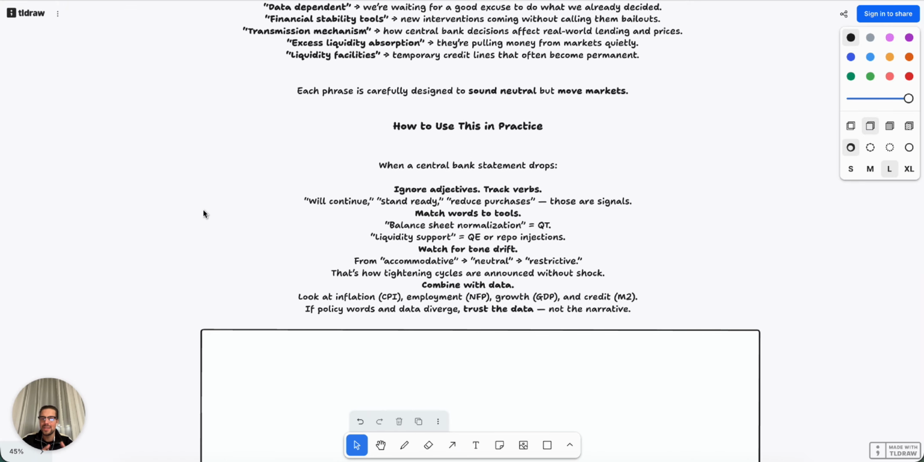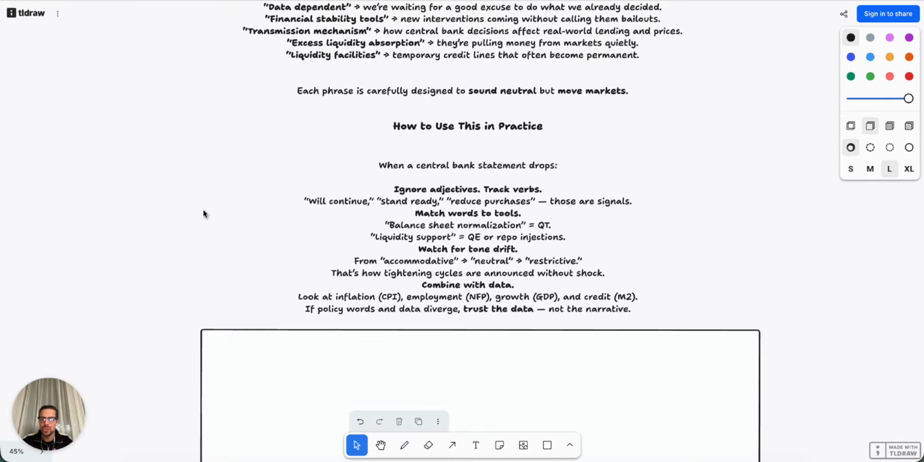Well, basically, when a central bank statement drops, you want to, first of all, ignore adjectives and track the verbs. Will continue, stand ready, reduce purchases. These are the signals. Okay? Don't focus on the adjective, focus on the verb. Then match words to tools.